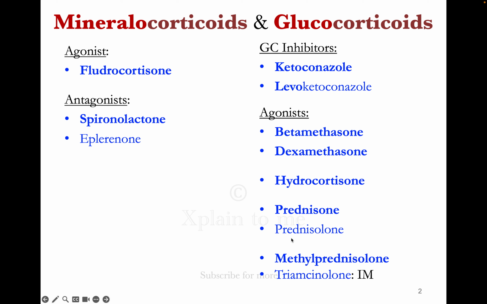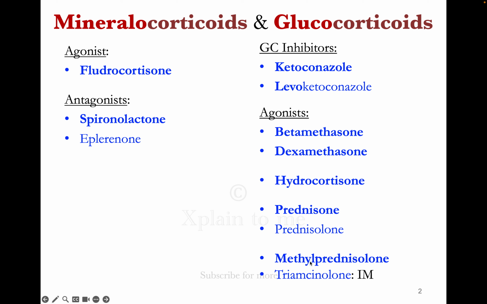But the second drug, prednisolone, scientists created as another independent drug. Prednisolone is commonly used in children. The reason is it is a liquid form that is very sweet. They added a sweetener and made it a little bit sweeter, so kids like to use that.